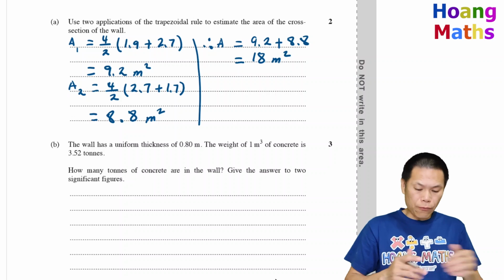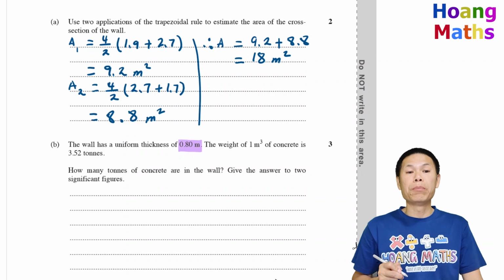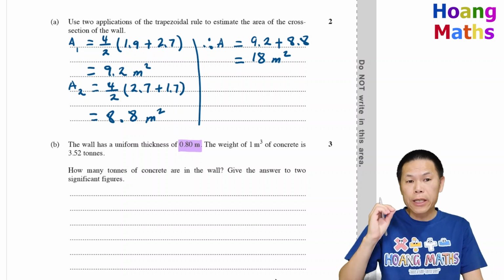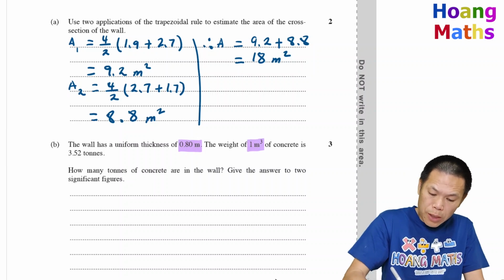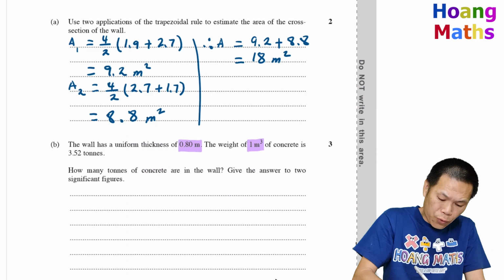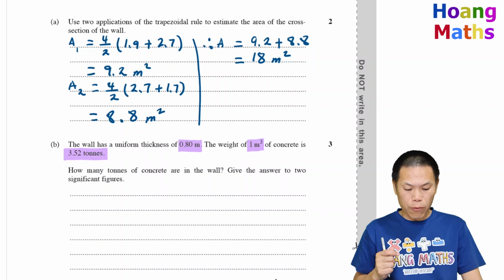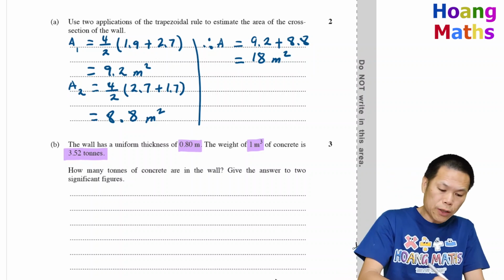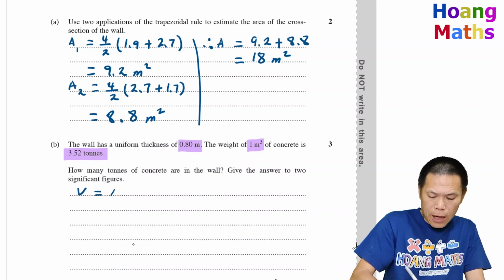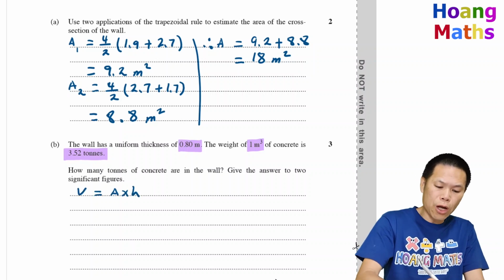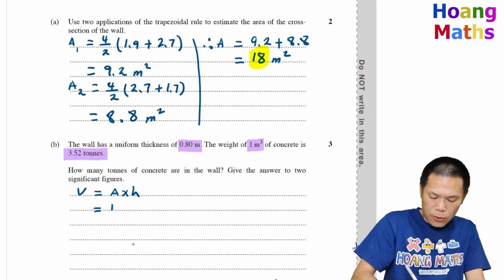Part B. First of all, we know that the thickness of the wall is 0.8 meters, so that means the height is 0.8 meters. And we know that every cubic meter gives us 3.52 tons of concrete, and we need to work out how many tons of concrete are in the wall. First we need to work out the volume, and volume is area times height. We know that the area is 18 square meters.